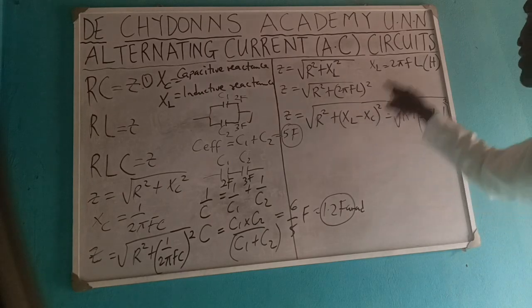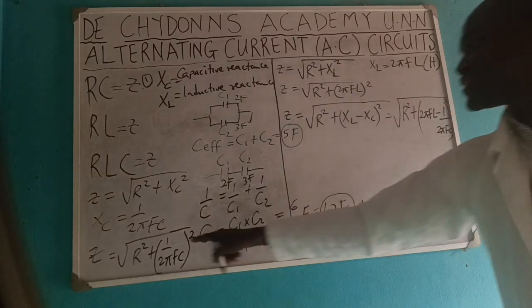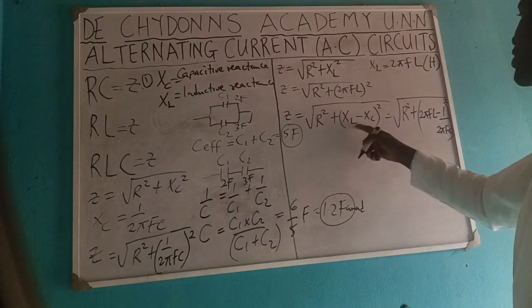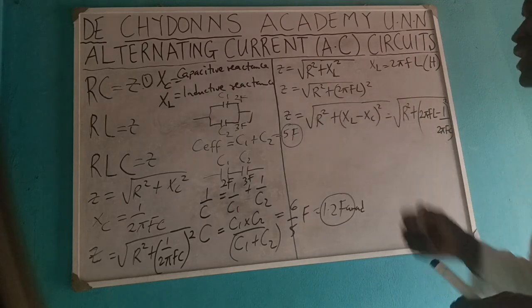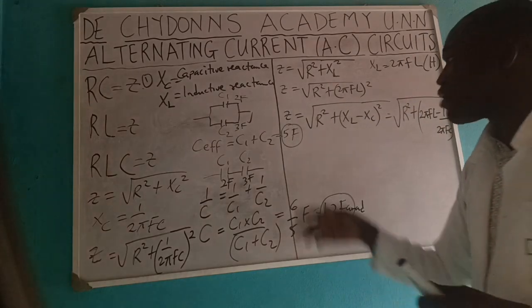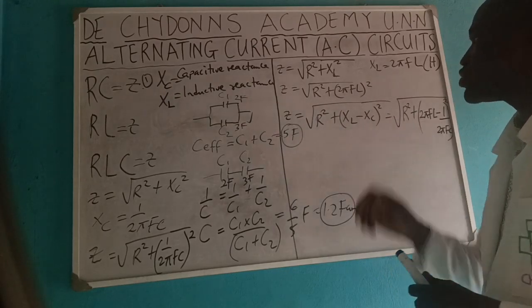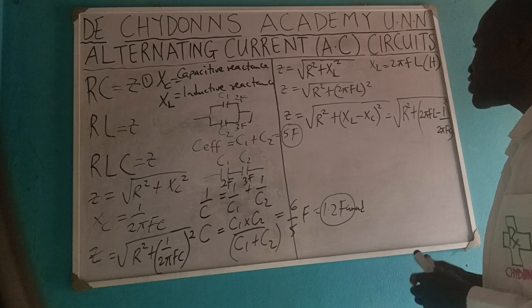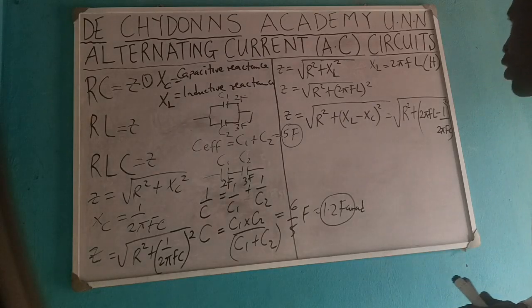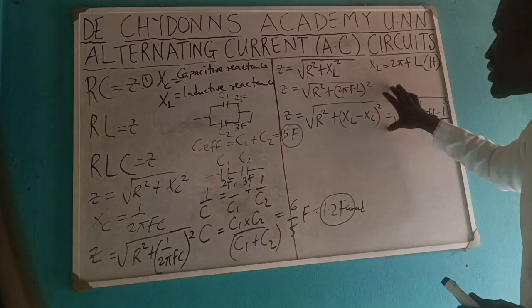Get the one of XL first. Get the one of XC. Then put it into here and subtract and sort it out. That is the total opposition that will be offered by the pure resistor, inductor, and the capacitors in that circuit. So there is need for you to note this information.